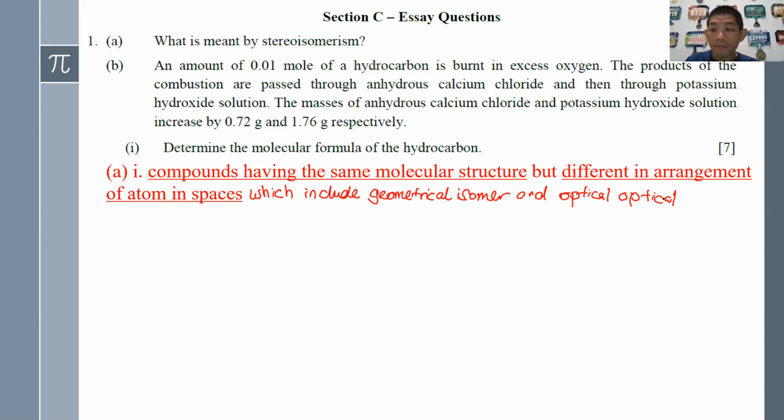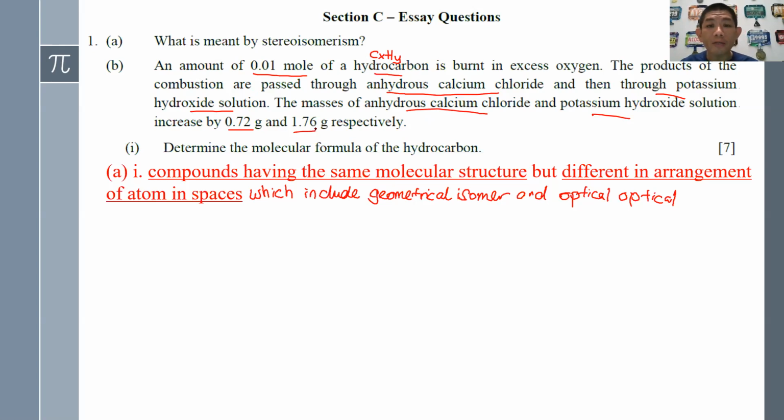Now number 1B, an amount of 0.01 mole of the hydrocarbon. You try your best to highlight wherever possible. Okay, 0.01 mole of hydrocarbon, so it must be CxHy, which is burned in excess oxygen. The products of the combustion are passed through anhydrous calcium chloride and through potassium hydroxide solution. The masses of the anhydrous calcium chloride and potassium hydroxide solution increased by 0.72 and 1.76 respectively.